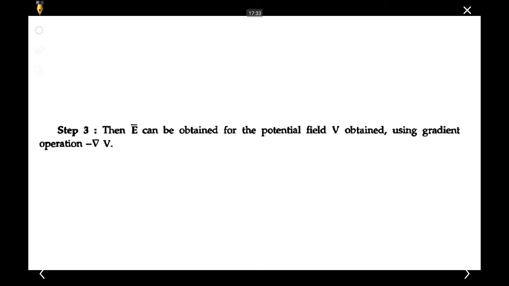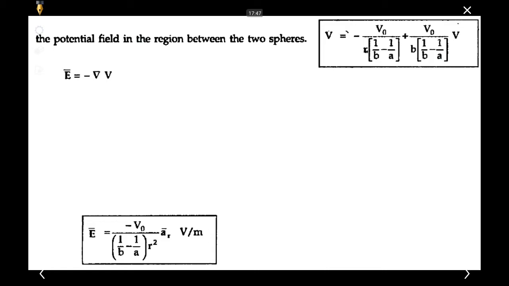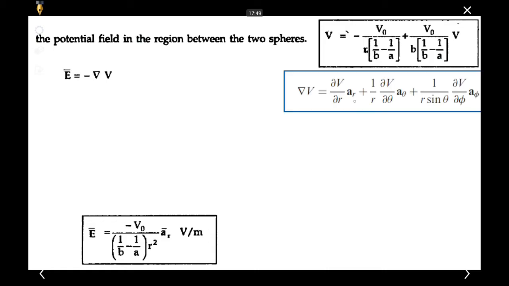So we will go to the next step, the third step, to find the value of E. To find E, we have E is equal to minus grad V. Do you remember the formula for grad V? Grad V will be dou V by dou R aR vector plus 1 by R dou V by dou theta a theta plus 1 by R sin theta dou V by dou phi. This is the spherical coordinates grad V formula.